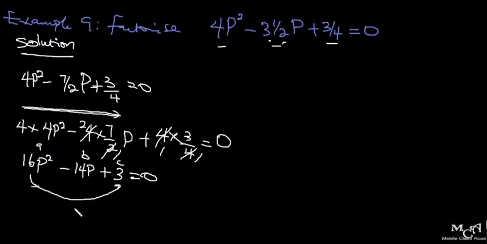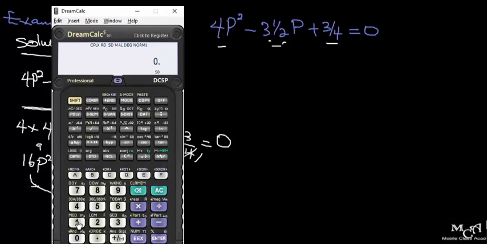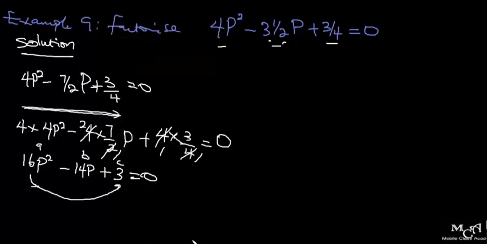In doing that, what will it give us? Let's check with our calculator. 16 times 3. That's 48. So if we have 48, what are the two products of 48 that when added will give us minus 14, and when multiplied will give us 48?